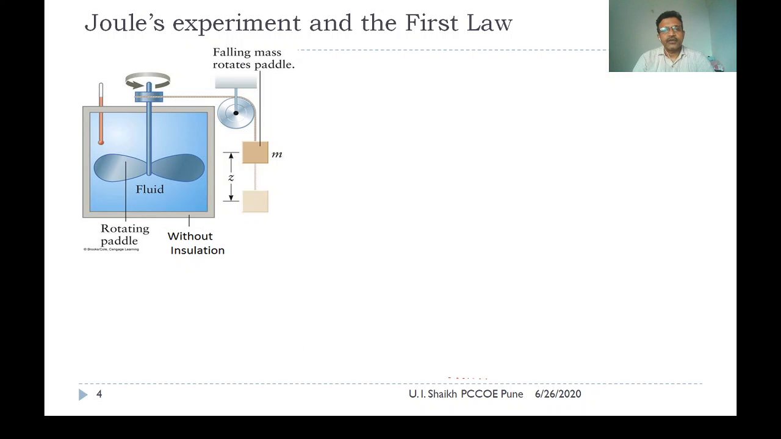Analysis of the first part of Joule's experiment gave us the general definition of change of energy as adiabatic work transfer across the boundary of the system. Now let us see what part 2 of Joule's experiment gives us.